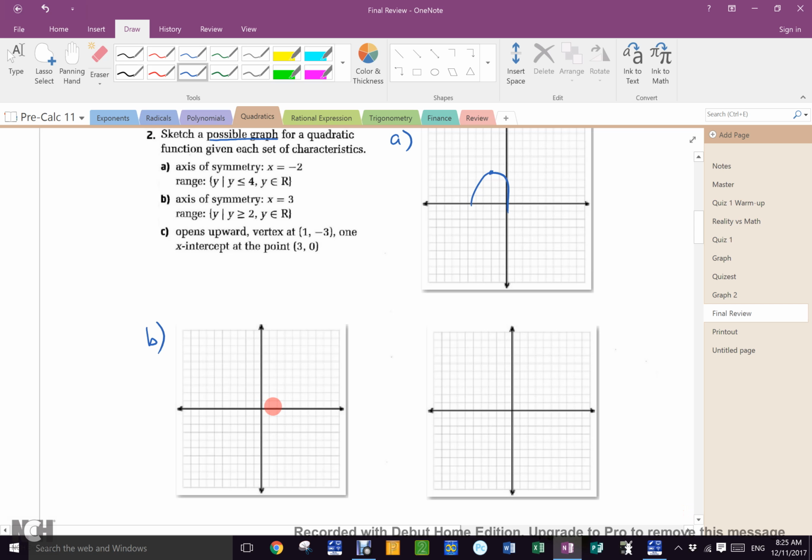Over 3. 1, 2, 3. Up 2. Excellent. Because the axis of symmetry is at 3. And the range has to hit 2. Y is greater than 2. So does it open up or down? Up. Excellent. There we go. And C opens upward. Vertex at 1, -3.